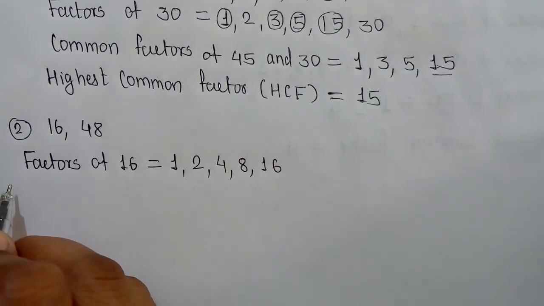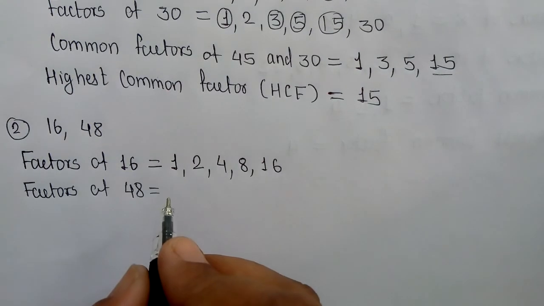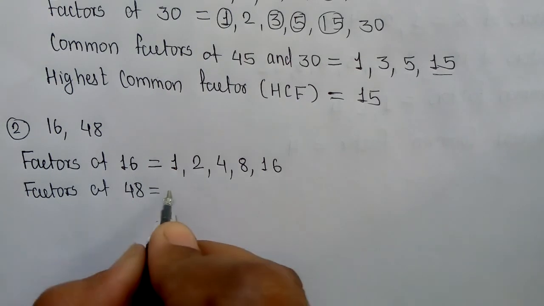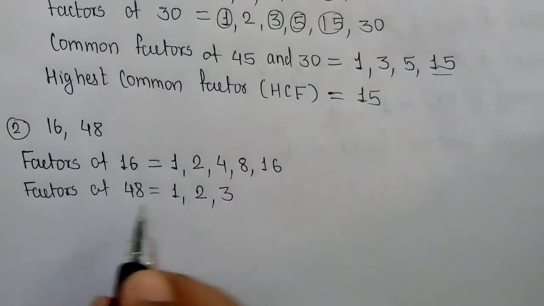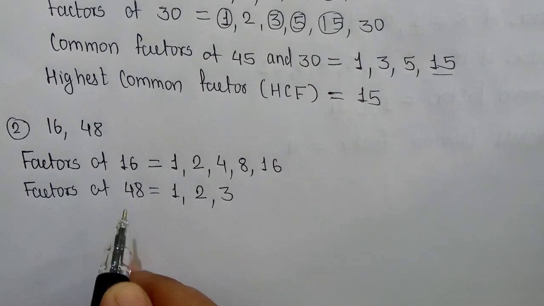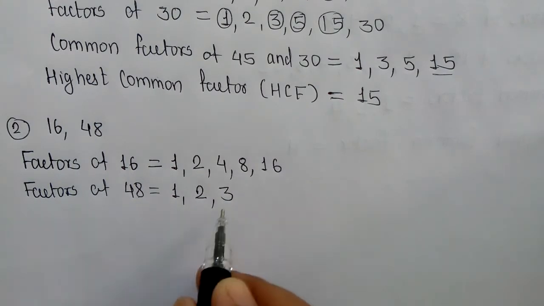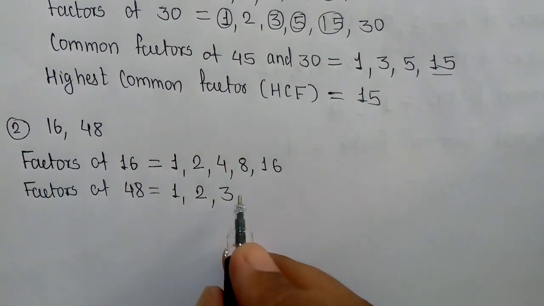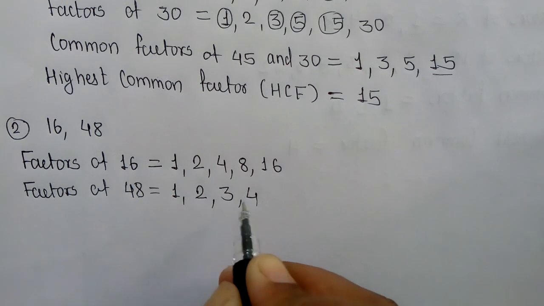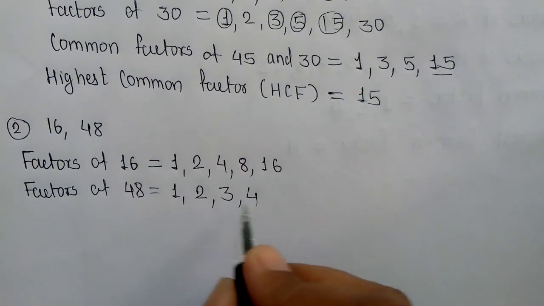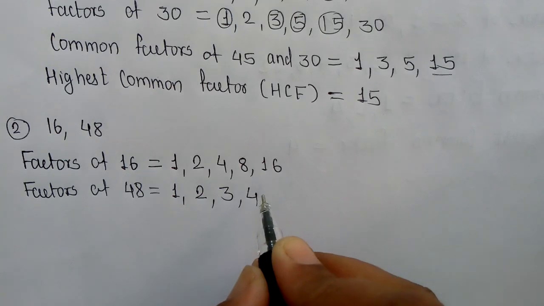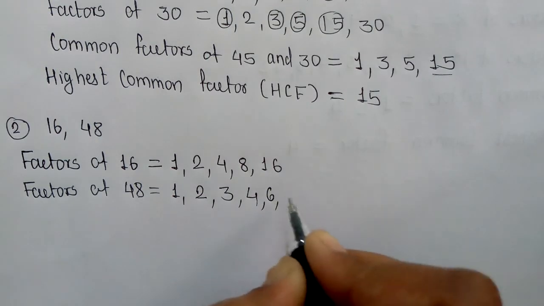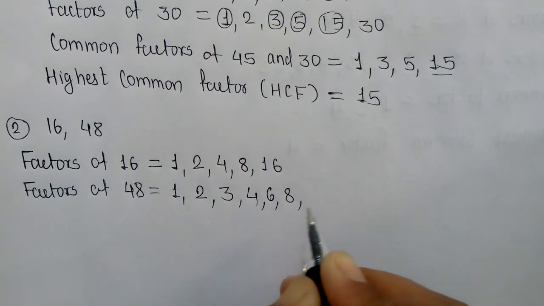Now we will write the factors of 48. The factors of 48 are, first 1, then 2, then 3. Why is 3 there? 8 plus 4 is 12, and 12 is in 3's table. So 3 is also a factor of 48. Then 4, yes, 4 ones are 4 and 4 twos are 8. 5, no, because in its place 8 is there. 6, yes, 6 is there. 7 is not there. 8 is there.